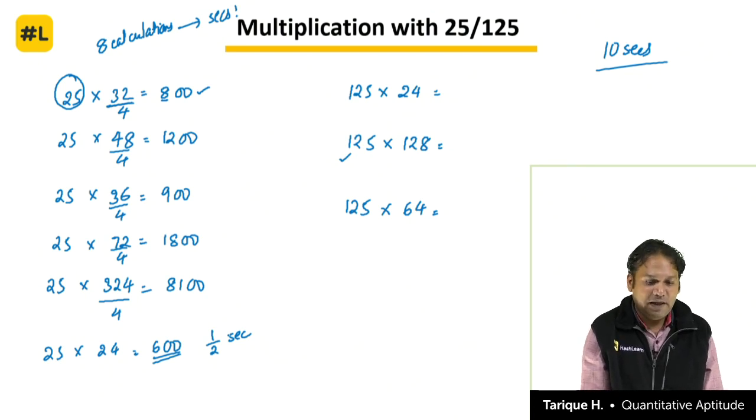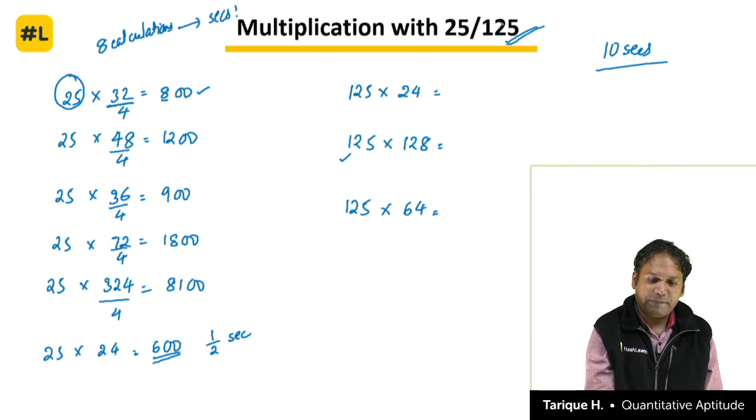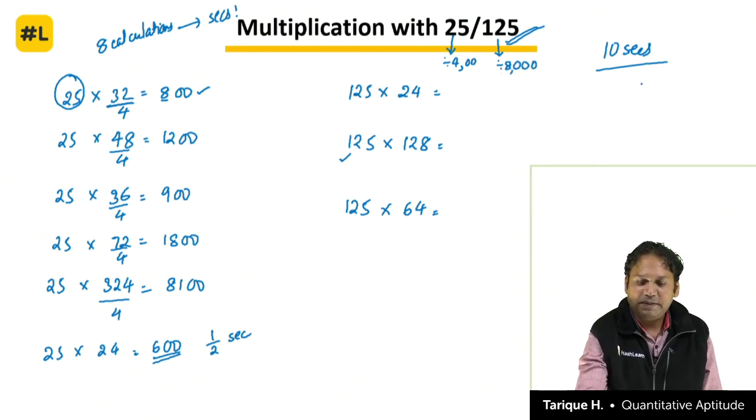है मैंने अभी. ठीक है, अब बचा ये 125. तो 125 का क्या ट्रिक है? 125 का ट्रिक है, तो देखो 25 का ट्रिक था क्या? डिवाइड बाय 4 और 2 जीरो ऐड करना है. 125 का ट्रिक है डिवाइड बाय 8 एंड पुट 3 zeros. देखो इसके पीछे रीजन भी है.